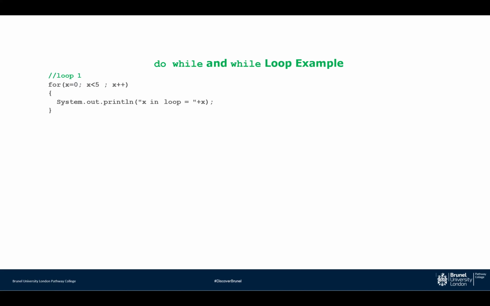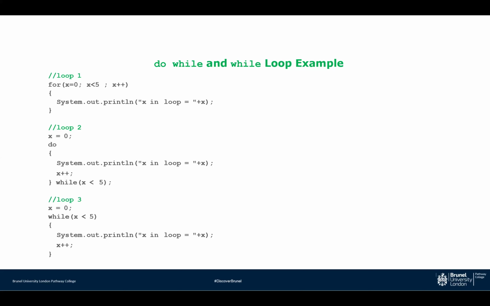Now, question. What's going to be the output from here? Yes, x in loop 0 to 4. Correct? x in loop from 0 to 4. What's going to be the output from here? What's going to be the output? x in loop 0 to 4. What's going to be the output from here? Same thing. That's what I want to say. Each one of these 3 loops will do exactly the same thing.